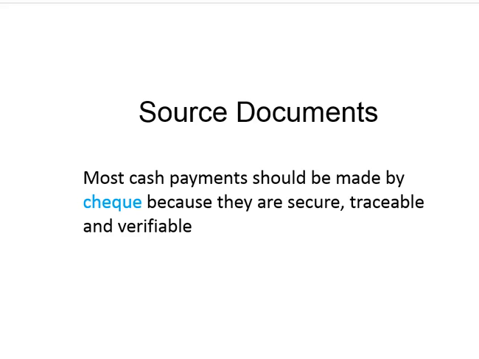Most cash payments should be made by cheque because they are secure, traceable and verifiable. This is how we all deal with it for VCE accounting. In reality, bank transfers are probably more secure because they're instant. The money leaves your bank account straight away and you can trace it. But traditionally, cheques have been what are used, and so that's what we'll carry through. So that's for cash payments. We pay with a cheque.